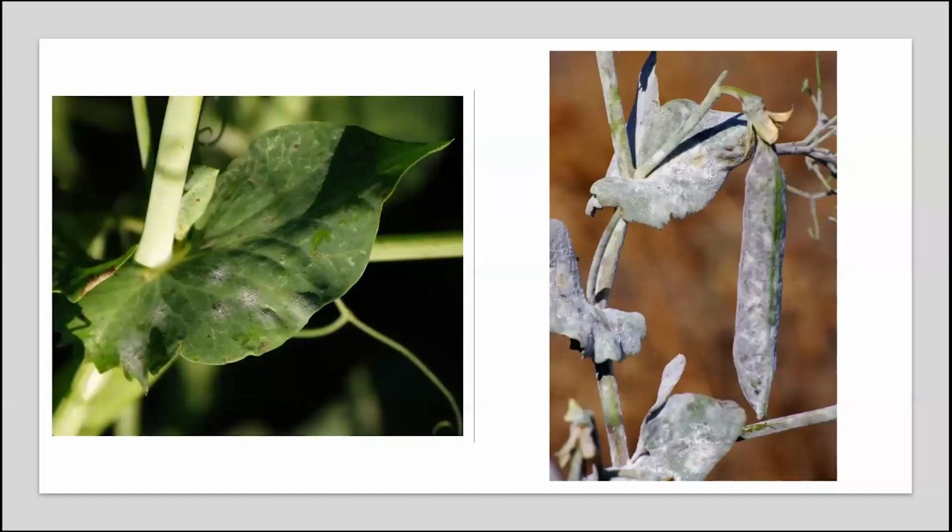And here are some symptoms. So the picture on the left, you can see on that leaf, there's just little white spots that are kind of looking like spider webs that are just starting on the leaf. The picture on the right is a more advanced extreme case of powdery mildew, and you can see the stems, leaves, pods, everything's affected by that white powdery growth.